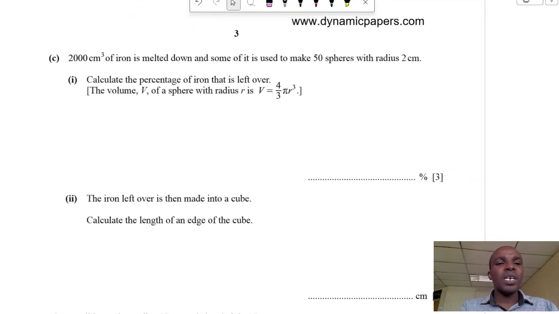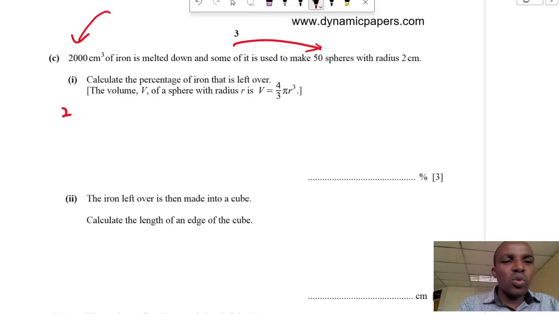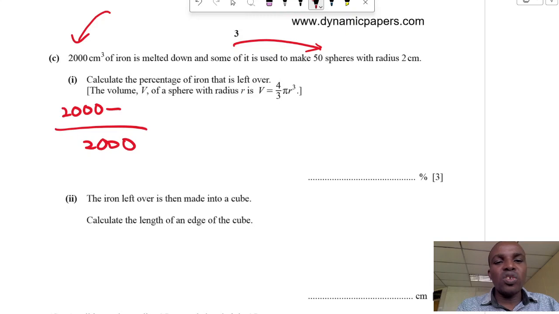Then next, 2000 cubic centimeters of iron is melted down, and some of it is used to make 50 spheres with radius 2 centimeters. Calculate the percentage of iron that is left over. Left over is the total volume minus the volume used to make 50 spheres. That's the volume left over, divided by the initial volume, so it will be 2000 minus that, over 2000. Then you multiply your answer by 100, expressed as a percentage.